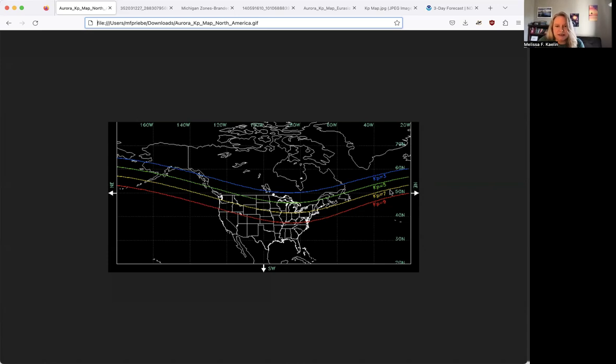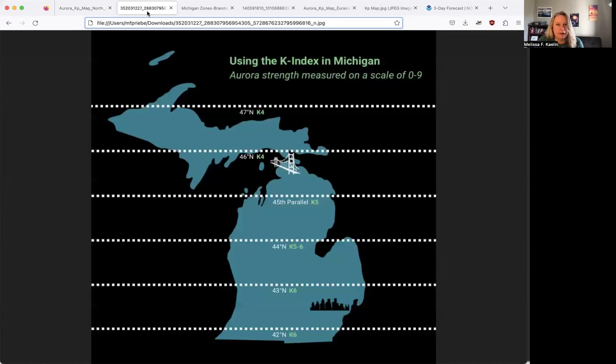So as you can see, this spells out the KP values by latitude, and aurora strength and geomagnetic activity actually follow geomagnetic latitudes rather than geographic latitudes. That can be confusing for some people. But you can look at these maps and determine how strong I need the KP to be near me in order to see the aurora. All right, so we're going to keep going here.